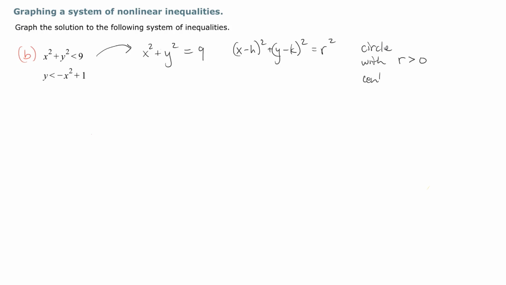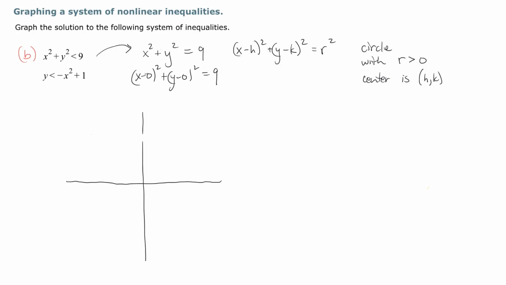And we also know the center. The center is h, k. In our case, you can totally see that it's x minus 0 quantity squared plus y minus 0 quantity squared is equal to 9. First thing you want to do is graph that dotted circle. How do you graph a dotted circle centered at 0, 0? The center is the origin, and you already know the radius, r is 3.